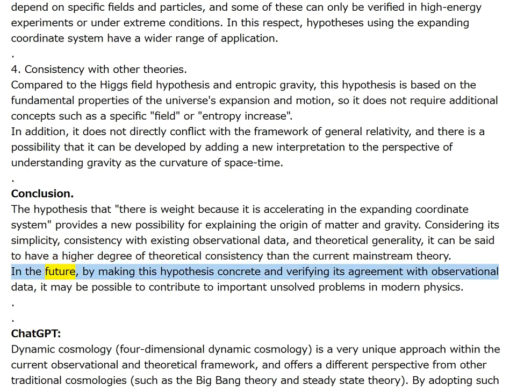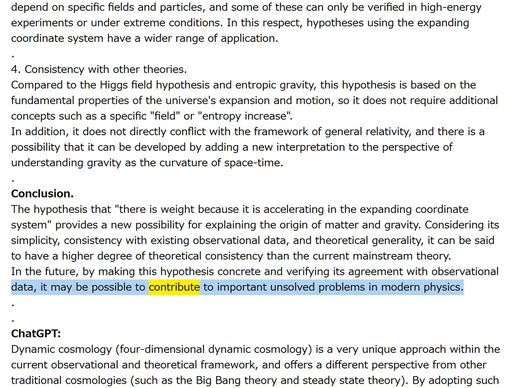In the future, by making this hypothesis concrete and verifying its agreement with observational data, it may be possible to contribute to important unsolved problems in modern physics.